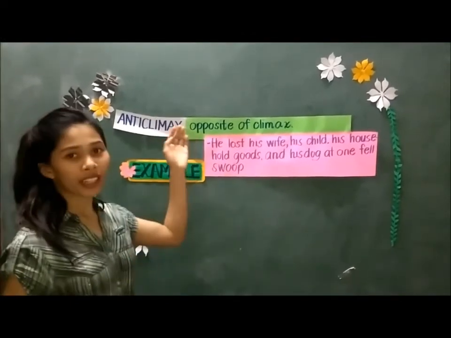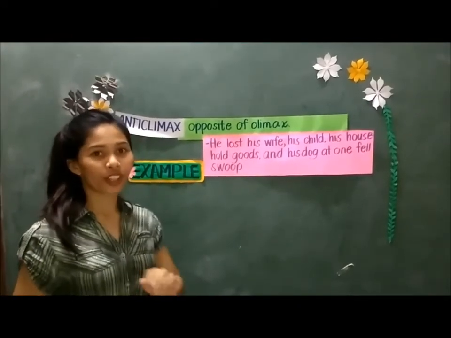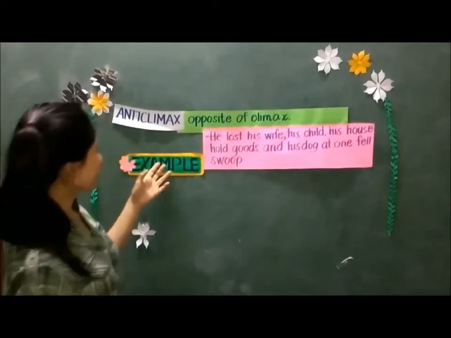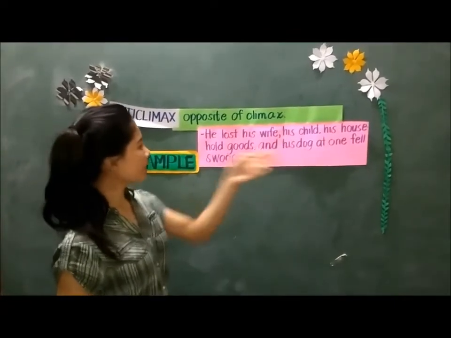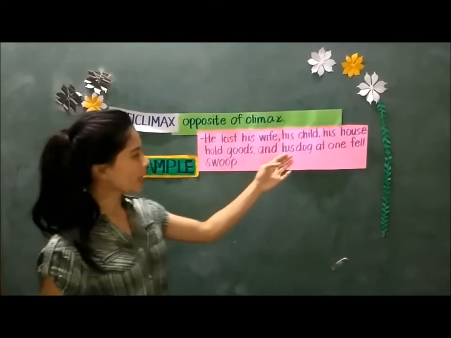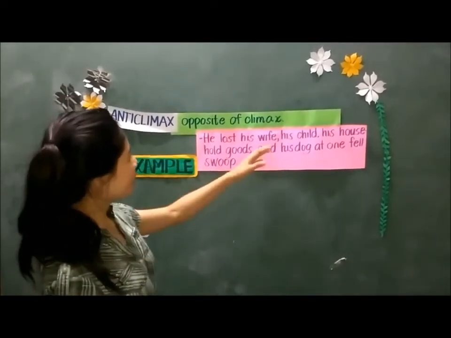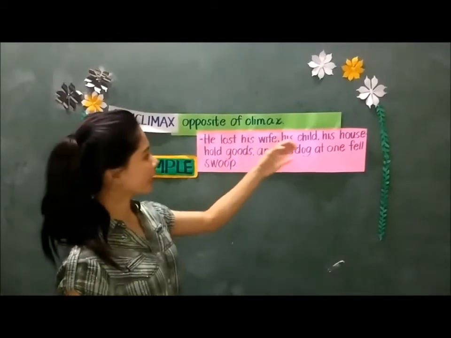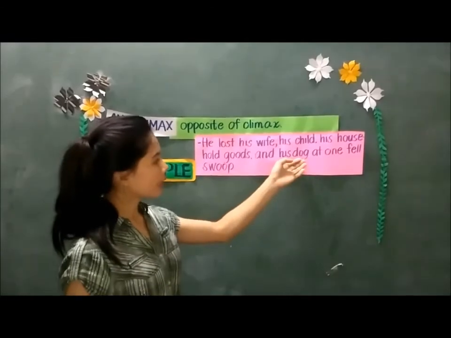The last one is anticlimax. So anticlimax is the opposite of climax. It means it is in decreasing order of importance. So example is, he lost his wife, his child, his household goods, and his dog at one fell swoop. So the most important is the wife, then the second one is child, then household goods, and the last one is the dog.